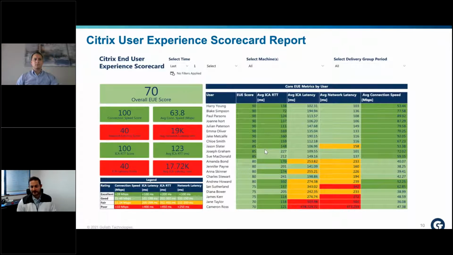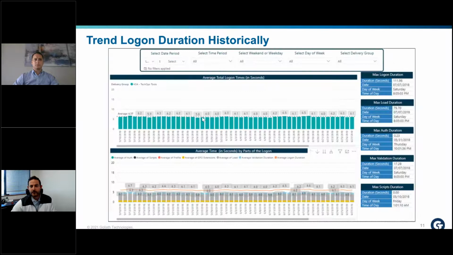So they found this information incredibly valuable when it came to justifying the move to Citrix Cloud. And this one report here is obviously for user experience. However, you also can trend logon times, like we're seeing here in this report. We can track the infrastructure performance as well as user activity and productivity as well.